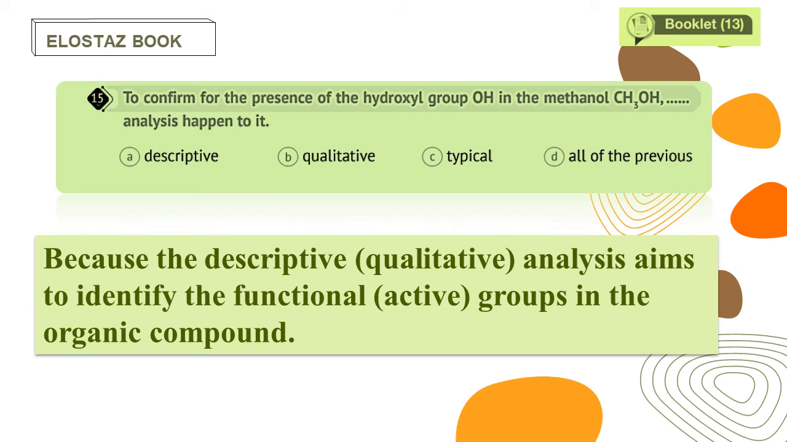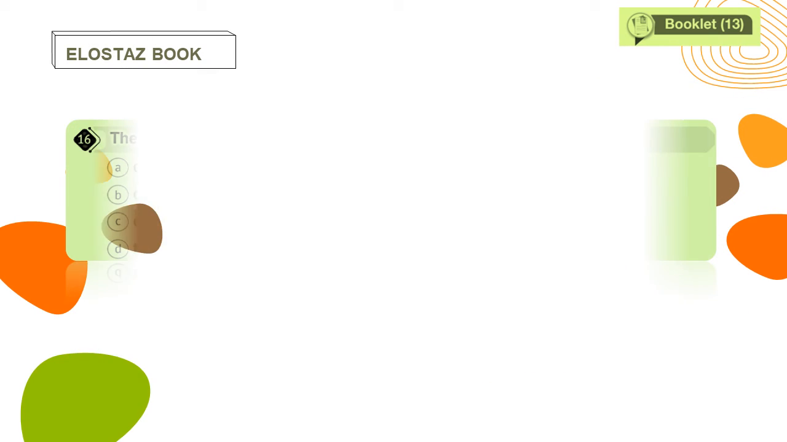It's one of the very important questions that we will take in organic chemistry, in chapter 5. So we have descriptive, qualitative, and typical analysis to know the kind of functional group. So all of the previous will be the right answer, and it's a very important question also, depending on the meaning of the word qualitative analysis. Okay, let's go into question 16.